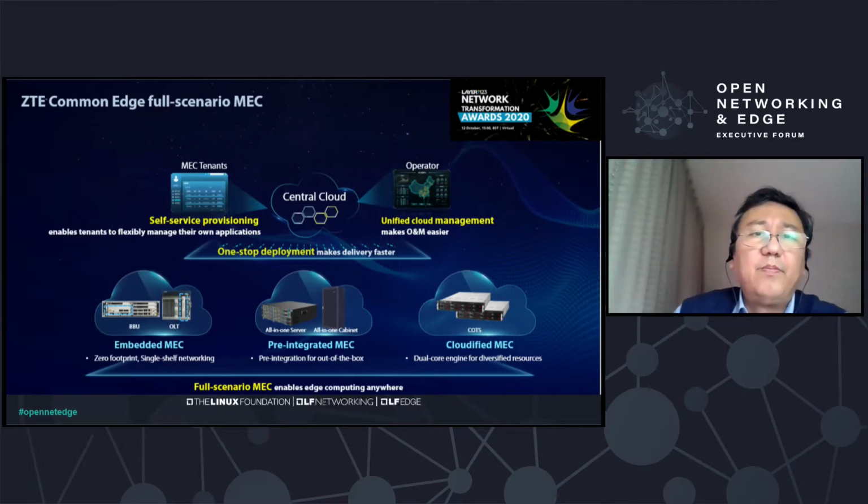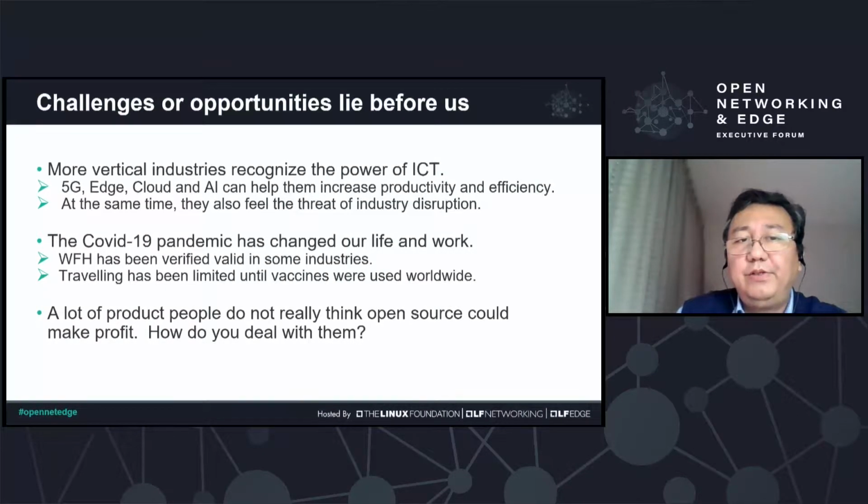At the end, I think we can discuss some challenges and opportunities that lie before us. Since we know most vertical industries have recognized the power of ICT, especially 5G, edge, cloud, and AI, this can help them increase their productivity and efficiency. At the same time, they also feel the threat of industry disruptions. This can be a challenge and also an opportunity.